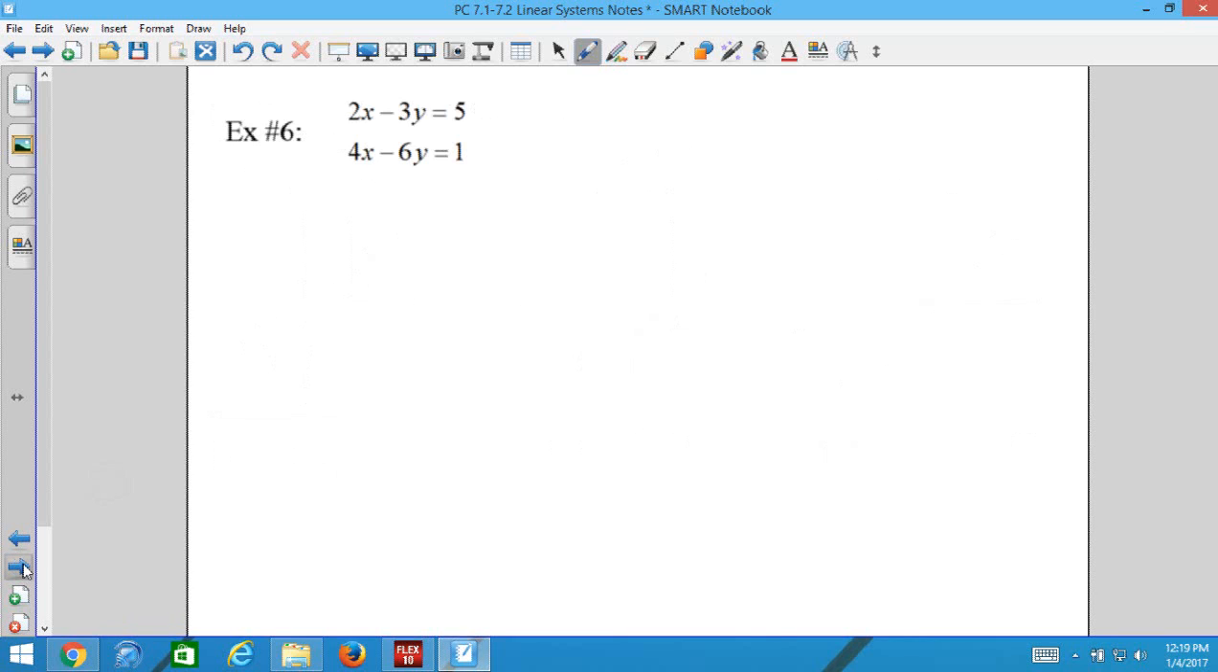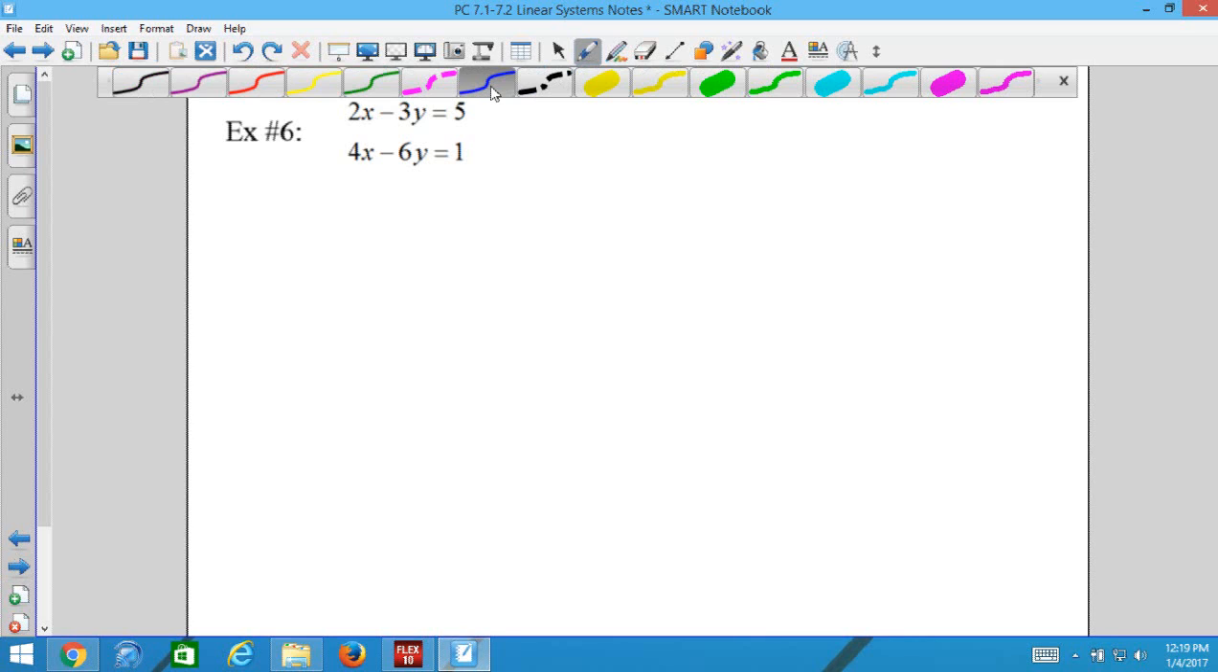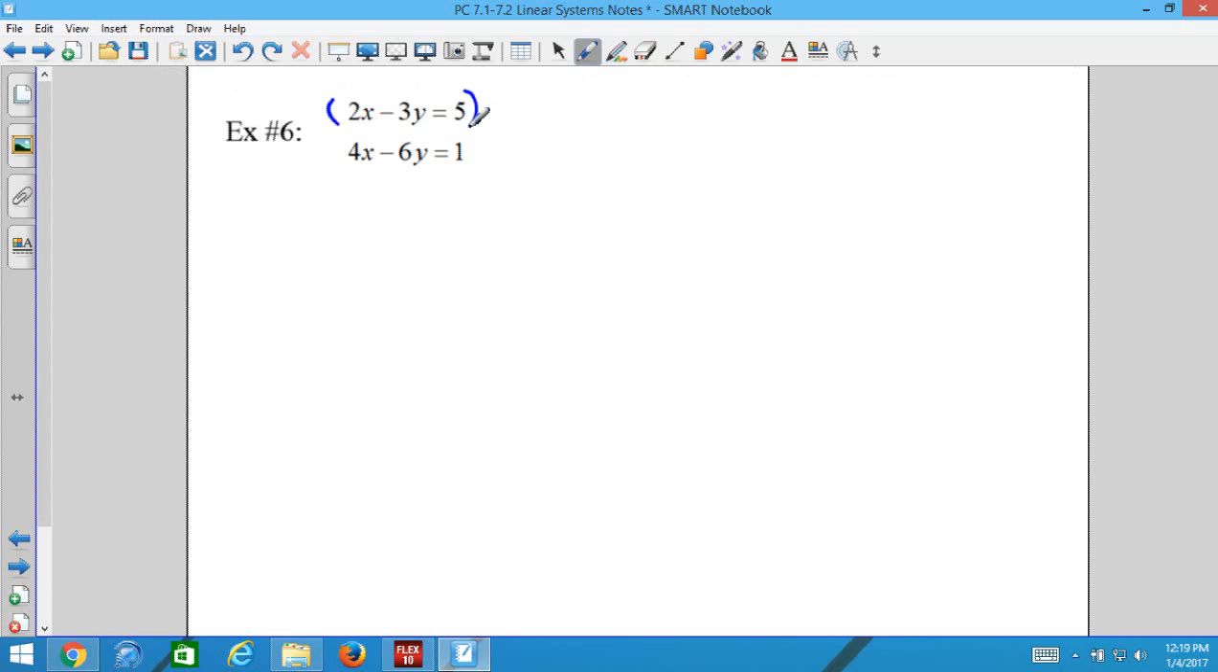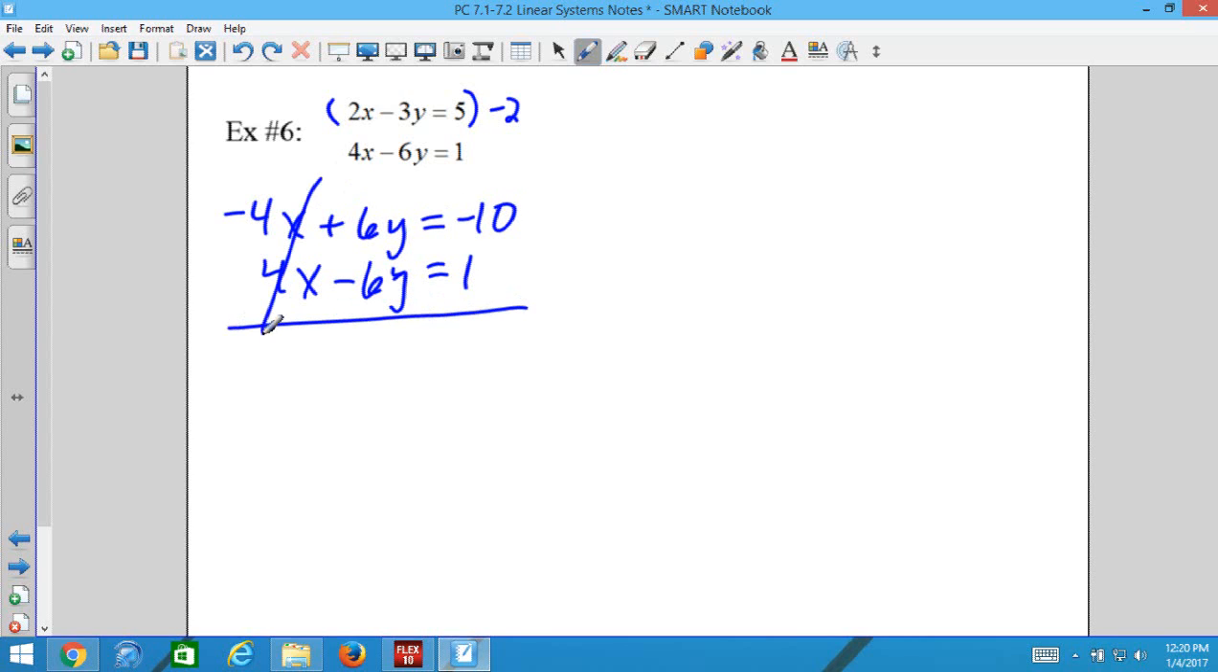All right, example number 6. When I'm looking at that and I see coefficients for x's and y's for all of them, I'm probably going to do elimination. If I have the choice, I'm going to do elimination. What should I eliminate? The x's? Y's? What should I do? Multiply the top one by -2, because we have to have opposites to cancel out, right? One has to be negative, one has to be positive.